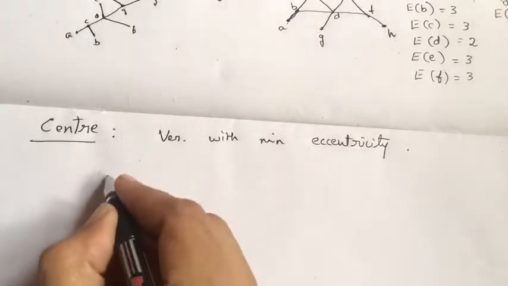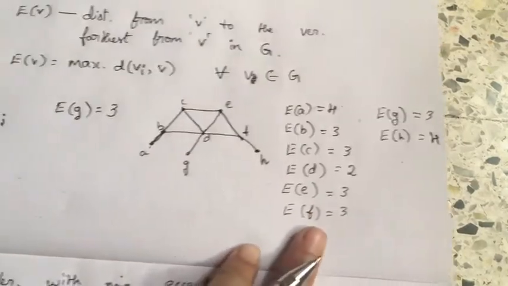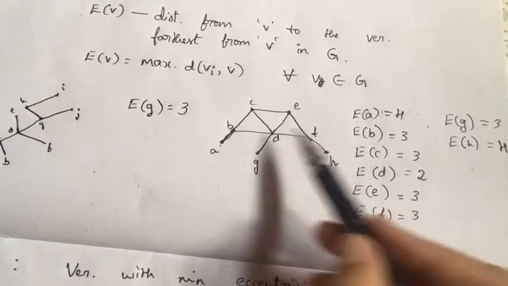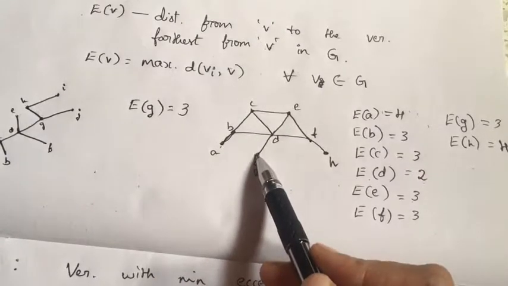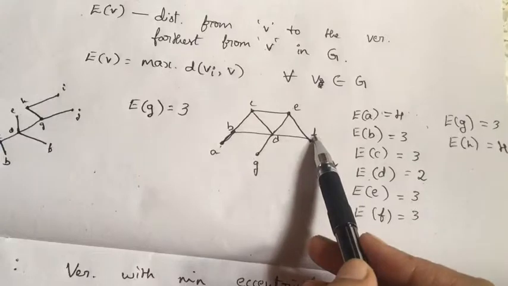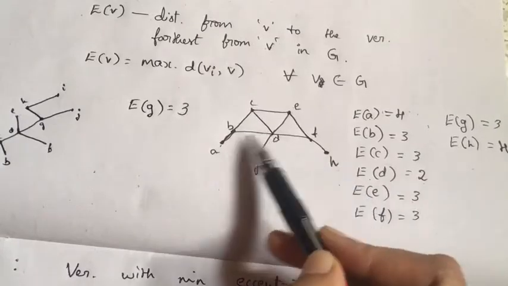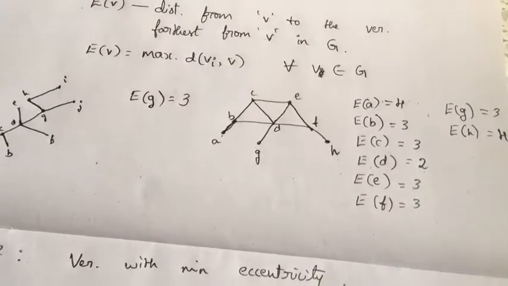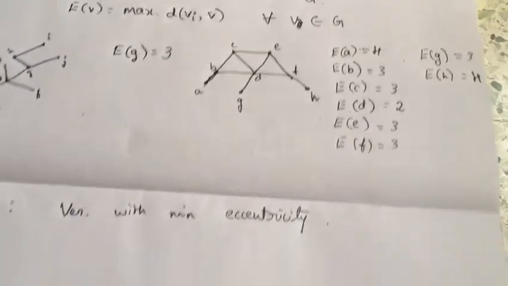For example, here I have listed out all the eccentricities. So this vertex D is the center which has the minimum eccentricity. You can observe G is at distance 1, B at distance 1, F at 1, E and C both are at distance 1, and the next are A and H, at distance 2. So this is the center of the graph. It's not necessary that a graph should have one center, there may be two centers. I'll give one such example.